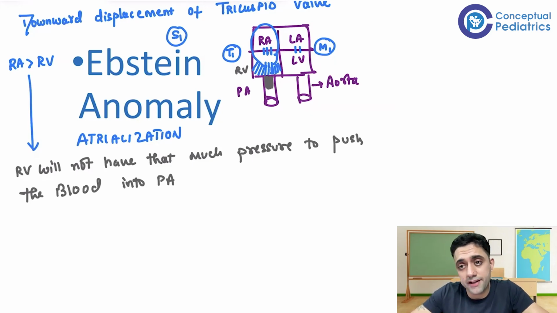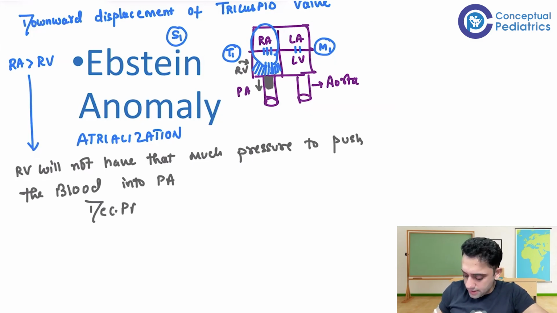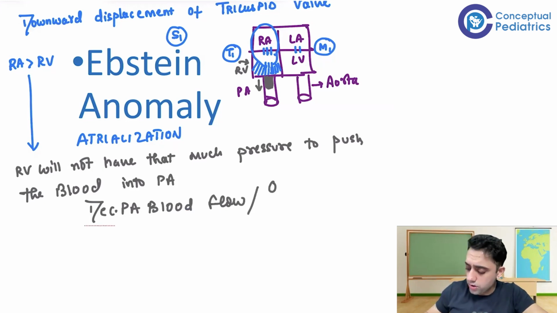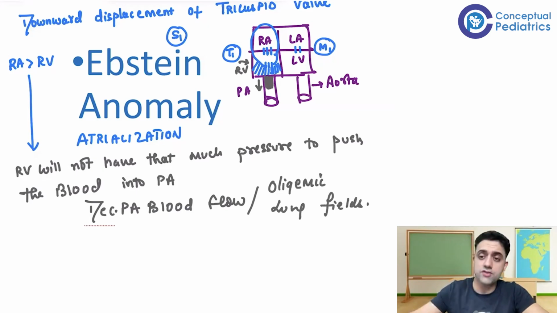Now what will happen there? You tell me. When the right ventricle does not have that much pressure to push the blood into the pulmonary artery, that will cause decreased pulmonary artery blood flow. Or you can also say something known as oligemic lung fields. Oligemic means decreased pulmonary artery blood flow.